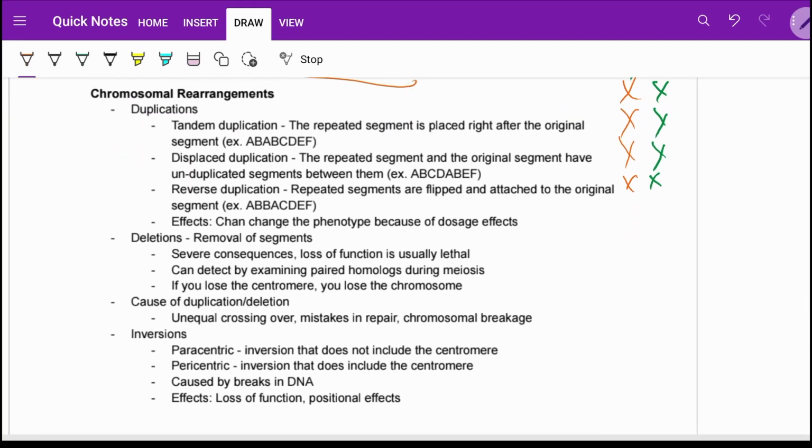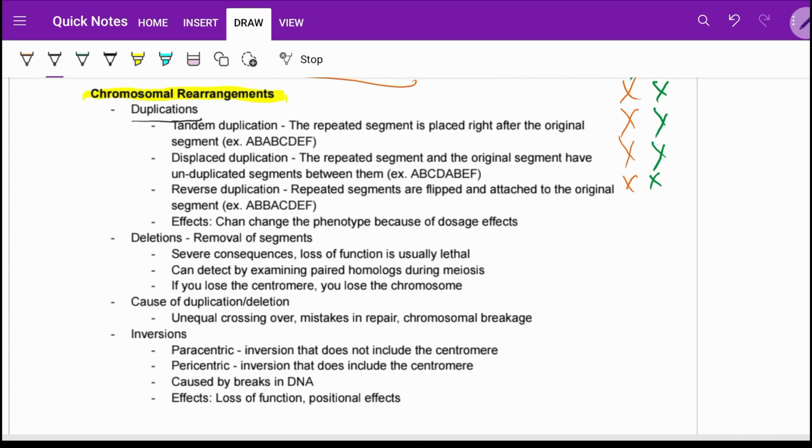So now we have the huge topic of chromosomal rearrangements. We have duplications, which have a few different types, but this is essentially part of the chromosome being duplicated. Not the whole chromosome, because that would be aneuploidy, but just segments. First, tandem duplication, and this means that the repeated segment is placed right after the original segment. If you see here, we have AB, the repeated segment is AB, and it's just stacked right on top, and then the chromosome continues like nothing happened. So that would be tandem duplication.